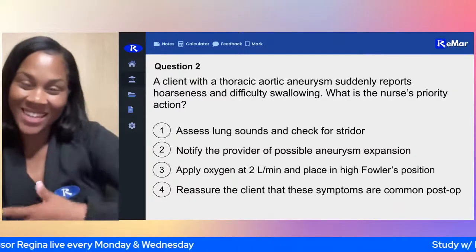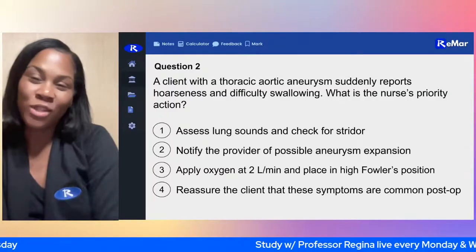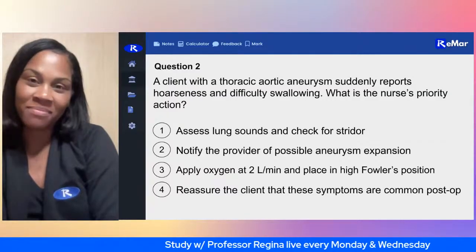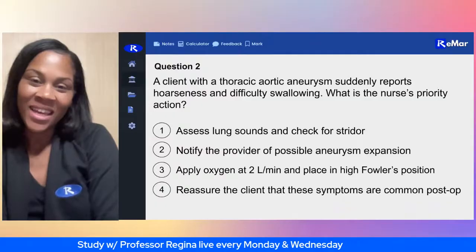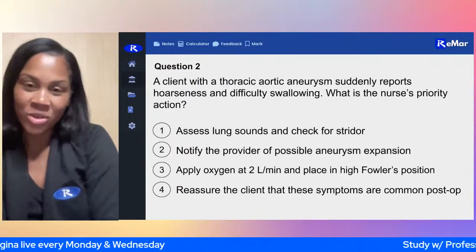This is tricky. I want you to sit and think about this. And I want you to understand what I told you about this situation.